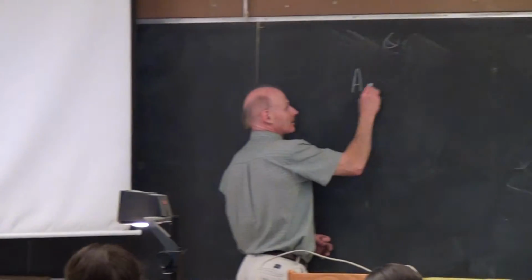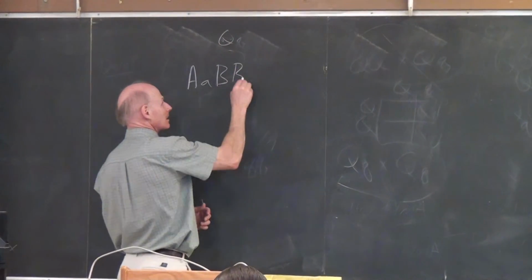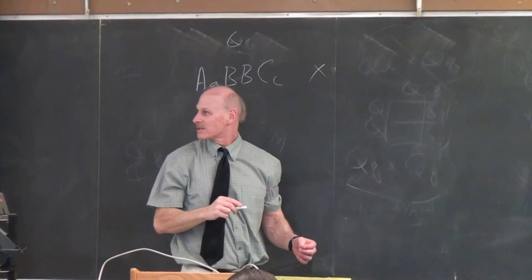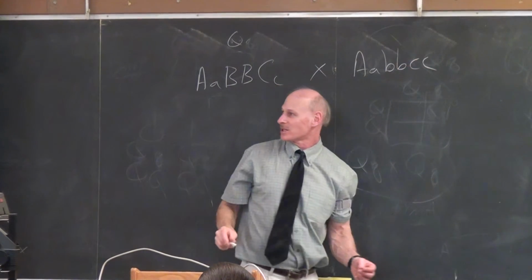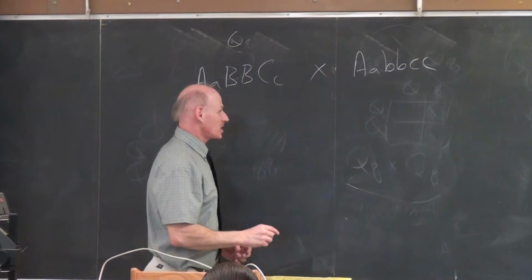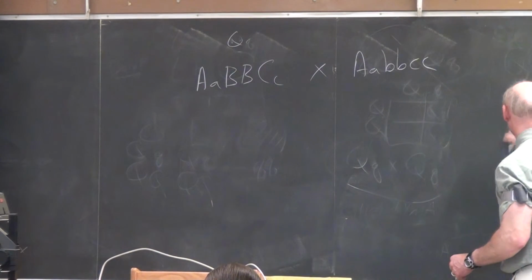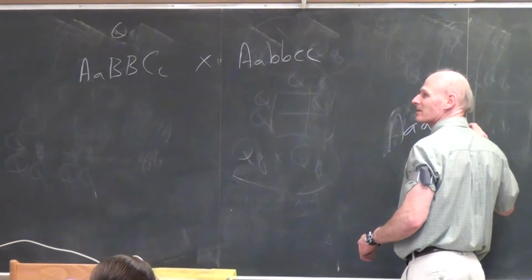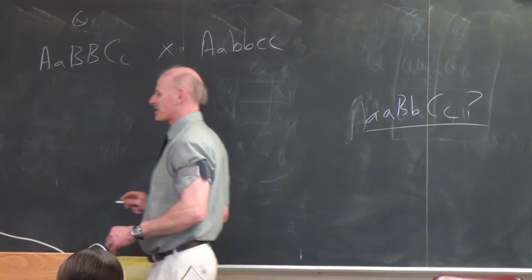And so it says this: if the parents are big A, little a, big B, big C, little c, and big A, little b, little c, little c, what's the chance that they can produce an offspring that's big A, little a, big B, little b, big C, little c? How often will they produce that particular genotype offspring?